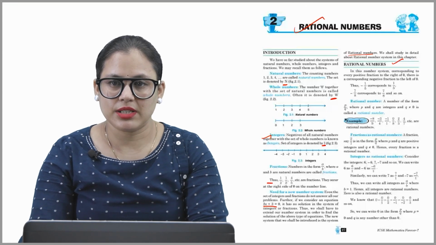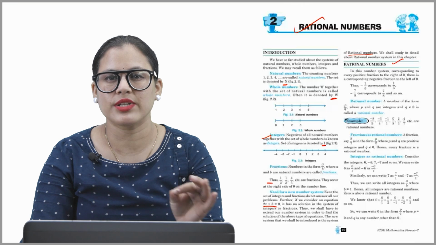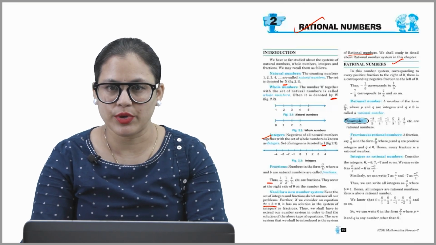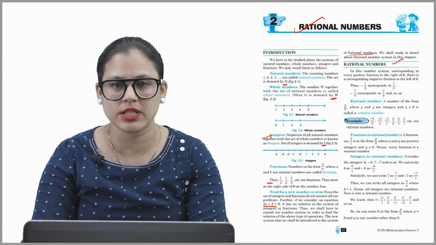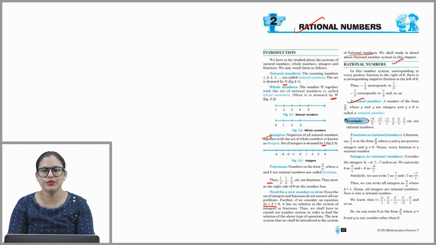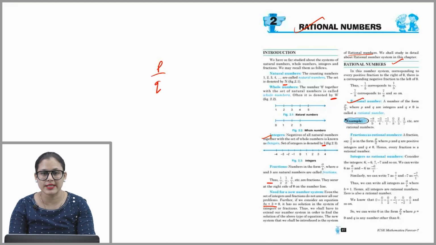In this number system, corresponding to every positive fraction to the right of 0, there is a corresponding negative fraction to the left of 0. Thus, minus 1 by 5 corresponds to 1 by 5. Minus 7 by 8 corresponds to 7 by 8 and so on. Rational number: a number of the form p by q, where p and q are integers and q is not equal to 0, is called a rational number. Examples: all these are rational numbers.